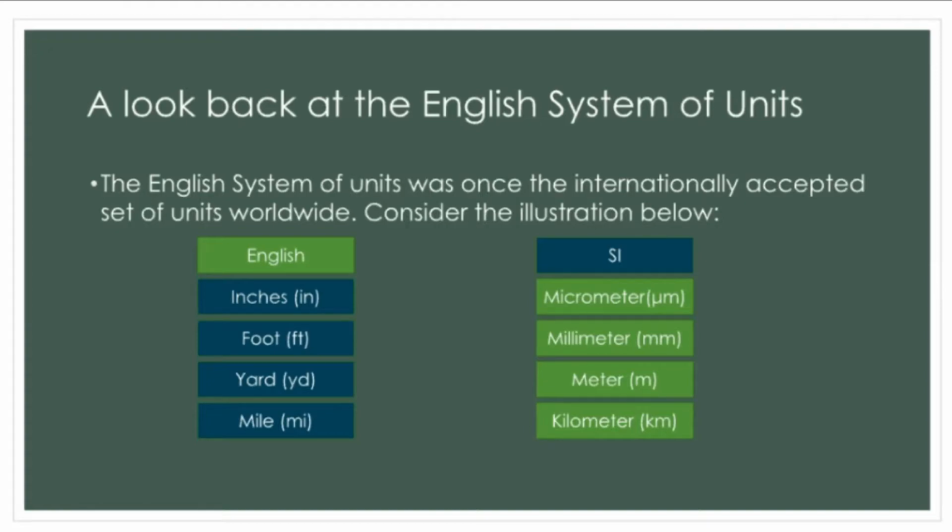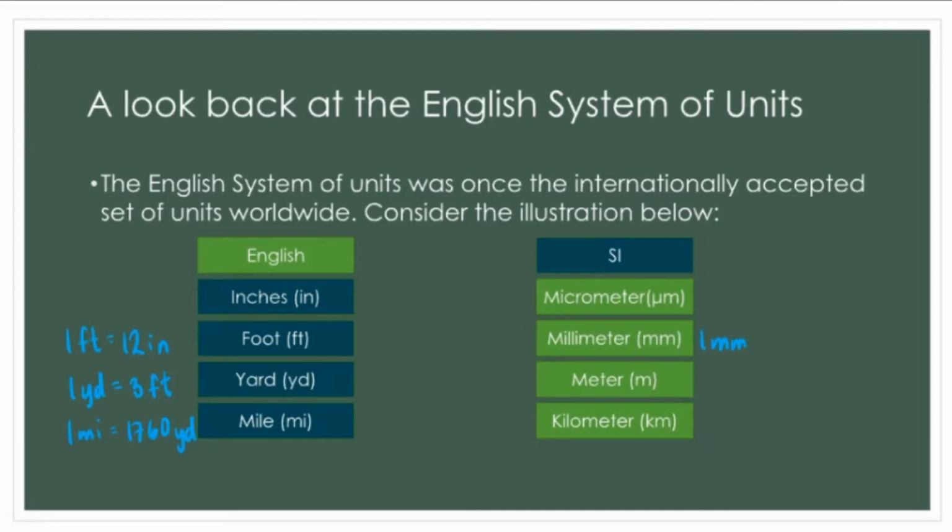These are arranged in an increasing order. For the SI system, we have micrometers, millimeters, meters, and kilometers. Let us take a look at our conversion factors between these units. If we want to convert inches to foot or feet, we would have to say that 1 foot is equal to 12 inches. If we want to convert feet to yards, we would say that 1 yard is equal to 3 feet. And if you want to convert from yards to miles, we say that 1 mile is equal to 1,760 yards.